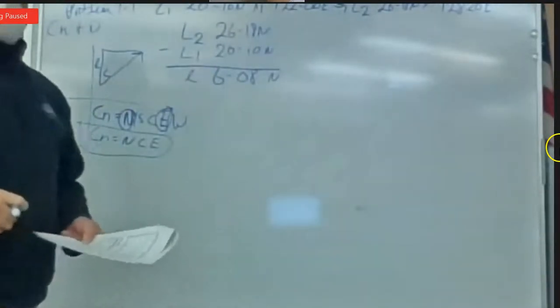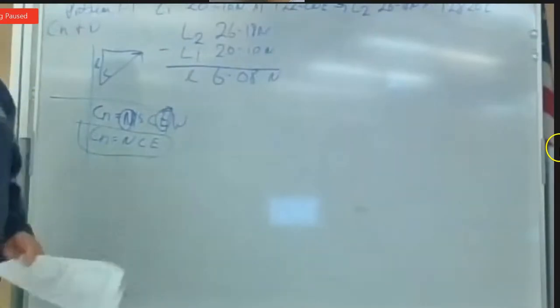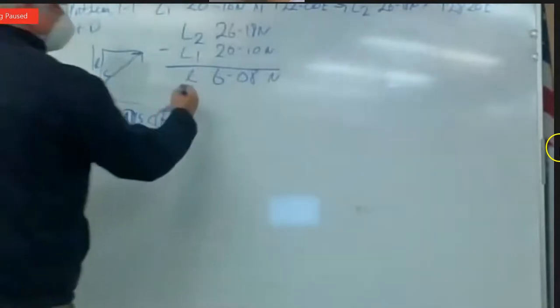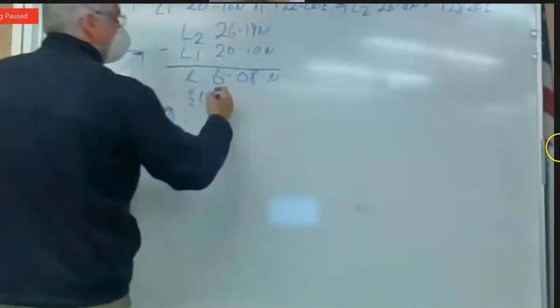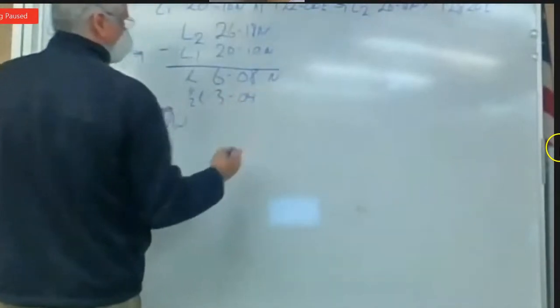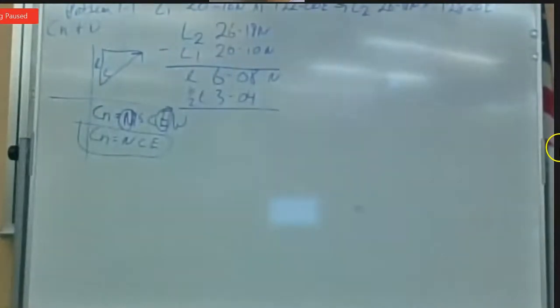Great. So what's the next step, Dylan? What do we do next? So what are you going to do? Okay. So what's half of 608? 304. Cool.